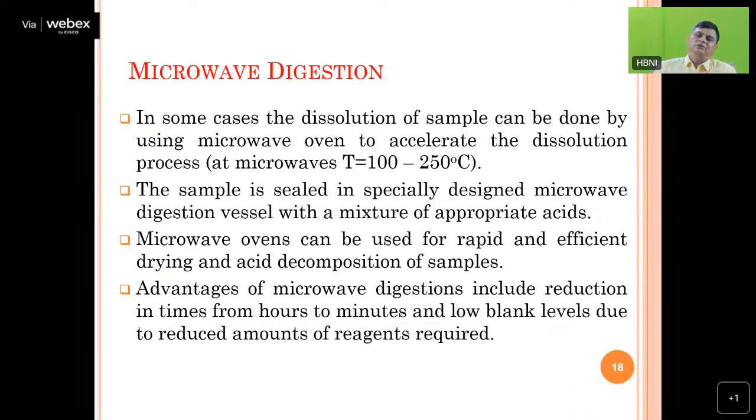Then, as I told you in the beginning, before some PowerPoint, this wet digestion can be done on a normal conventional hot plate or even in a Bunsen burner. But there is an alternative. Suppose in some cases this wet digestion can be performed in a microwave digestion system. What are the advantages of using microwave digestion?